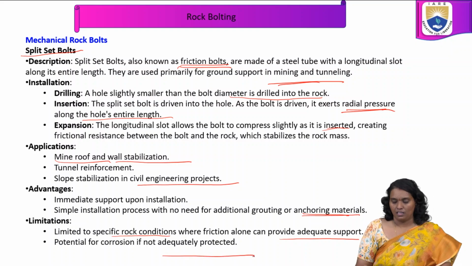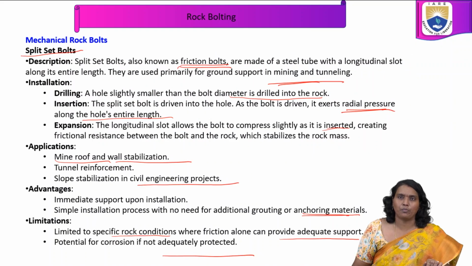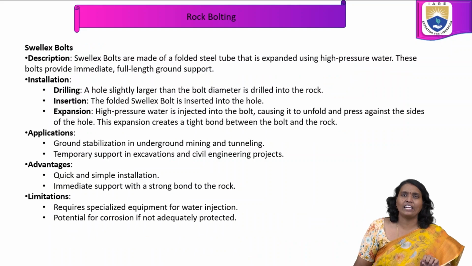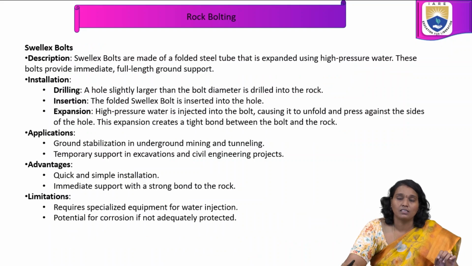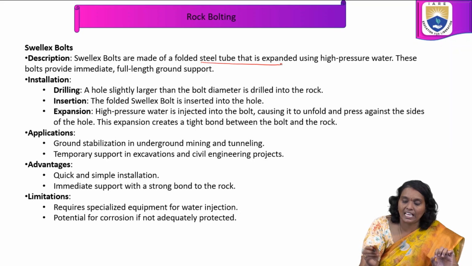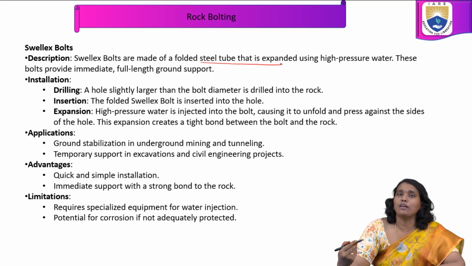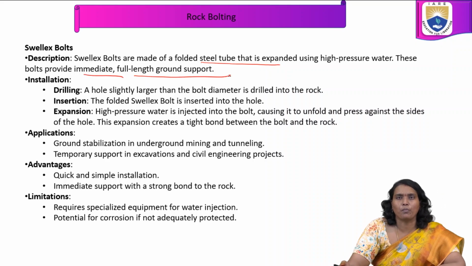These are the mechanical bolts. The split set bolt is also known as the friction bolt. The other kind of mechanical bolt is the Swellex bolt. These bolts are made of a folded steel tube that is expanded using high pressure water. These bolts provide immediate and full length ground support.